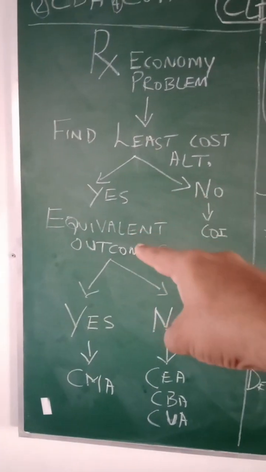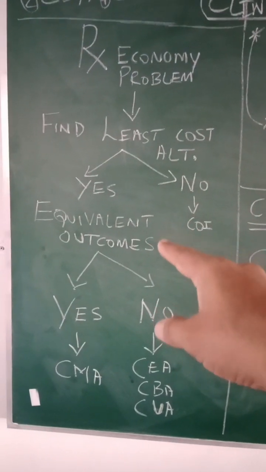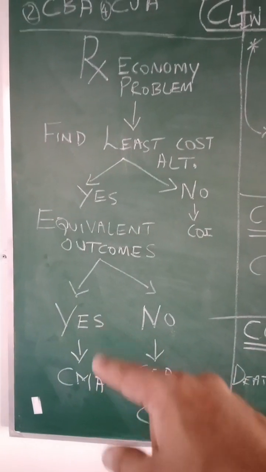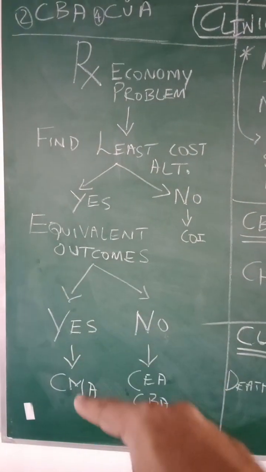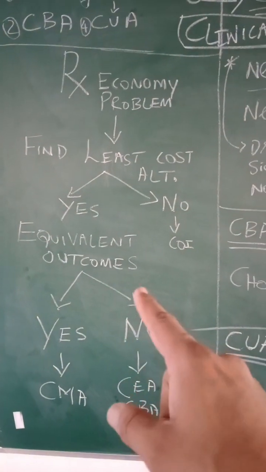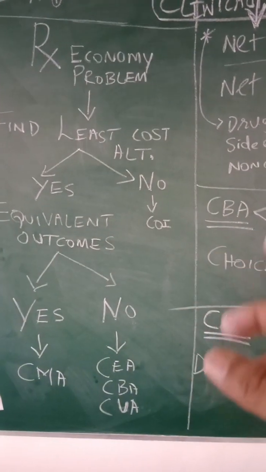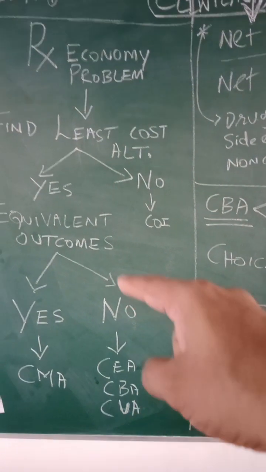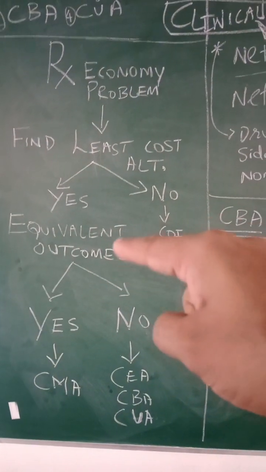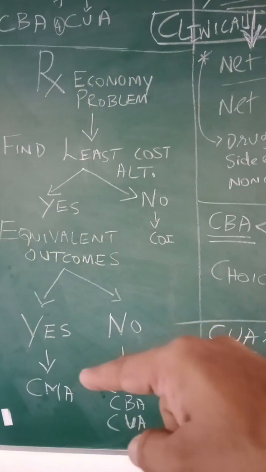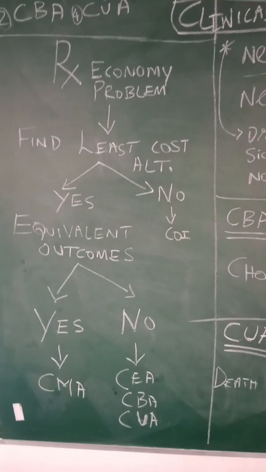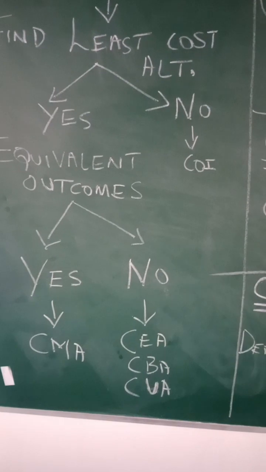But when we are going to talk about outcomes, when the outcomes are going to be equivalent, now the cost is different, but the outcomes are equivalent, then that will follow cost minimization analysis. If you are not going to see the equivalent outcomes, where the cost and the outcomes will all be different, then it is not a cost minimization. In cost minimization, the outcome remains the same, whereas the alternative drugs are different. So there we are going to see.